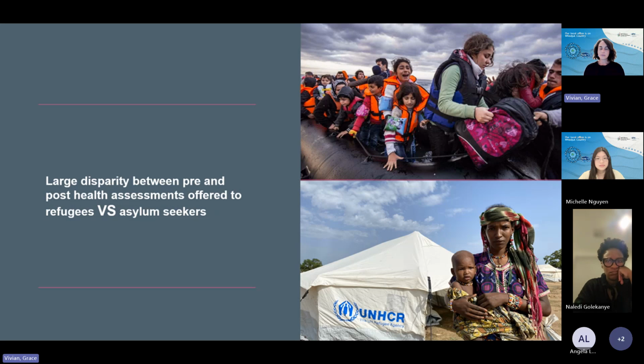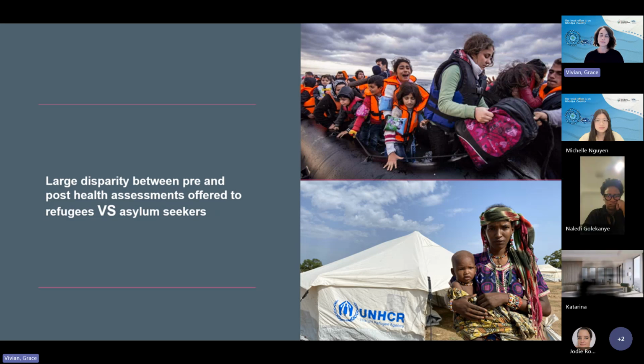I'd like to highlight at this part that this is where you can see a large disparity between the pre and post arrival health assessments that are offered between those 2 groups, refugees and asylum seekers. Refugees are really pretty well covered. They have comprehensive assessments on both ends, but asylum seekers don't. And this is something that perhaps is underappreciated in our general society, and it's worth underlining for yourselves in general practice.